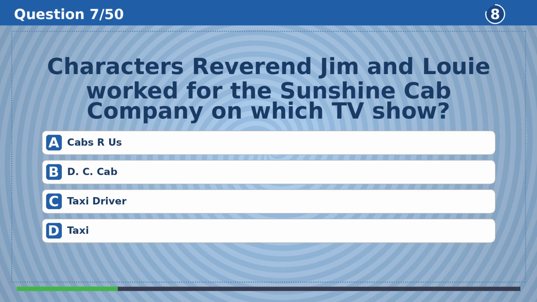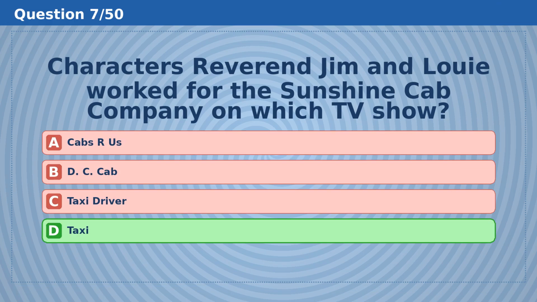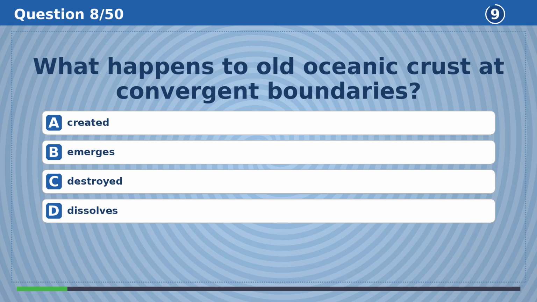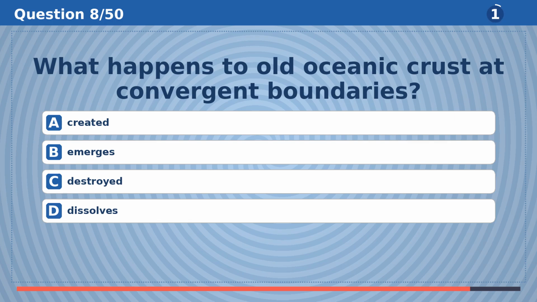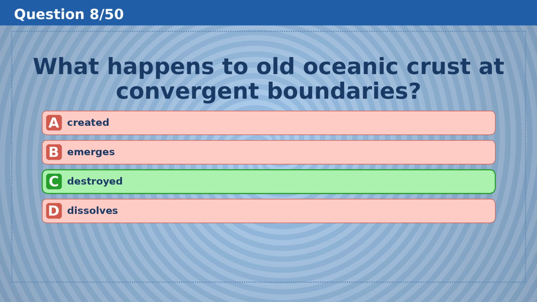Characters Reverend Jim and Louie worked for the Sunshine Cab Company on which TV show? The answer is D, Taxi. What happens to old oceanic crust at convergent boundaries? The answer is C, destroyed.